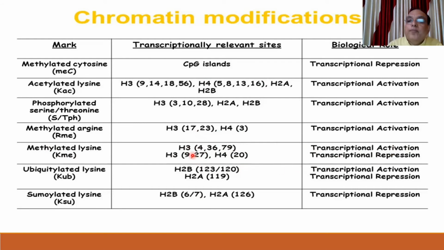So methylation will have both impacts, but acetylation and phosphorylation will have only positive impact on the expression of genes. Ubiquitination, transcription activation and repression, it may lead to both expression. If ubiquitination is done at amino acid 123 and 120, it will lead to transcription activation. If 129 is ubiquitinated, then transcription repression. Similarly, sumoylation will lead to transcription repression.